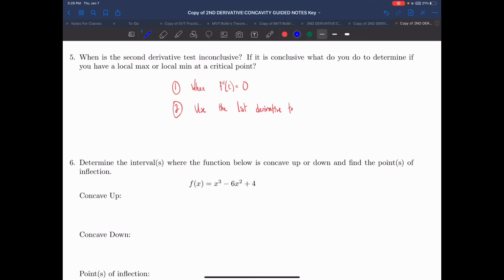Okay, so it says, when is the second derivative test inconclusive? If it's inconclusive, what do you do to determine whether you have a local max or local min at a critical point? Like the original statement on the previous page, it's inconclusive when f double prime of c equals 0. That's when you're going to use the first derivative test to determine if you have a local max or min.